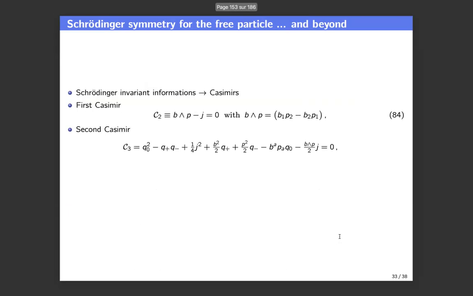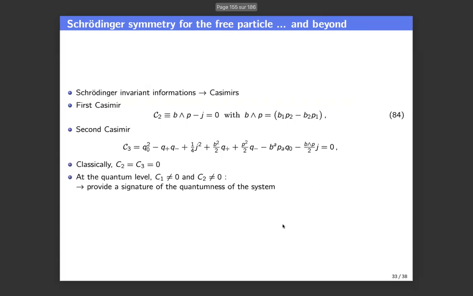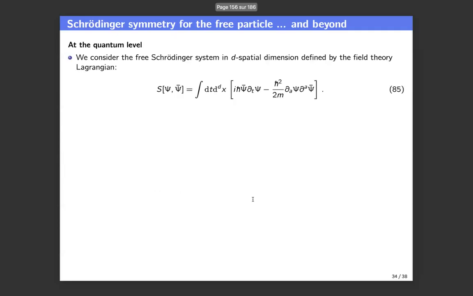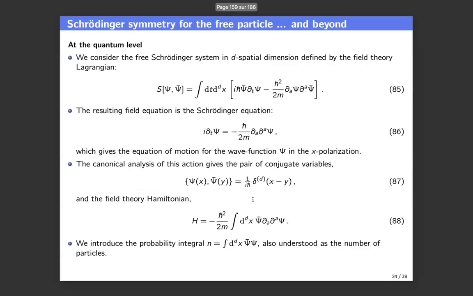So the invariant information contained in this is the following. You have some Casimirs for this algebra, S2, C2, C3, which are given by this. The details are not very important. The key point is that these guys are zero at the classical level, but they are non-zero at the quantum level. So typically, they are a signature of the quantumness of the system. That's a very useful way to see, for example, when you apply this to quantum black holes or quantum cosmology, that you are dealing with a quantum system. And this is just to show you this at the level of quantum mechanics.